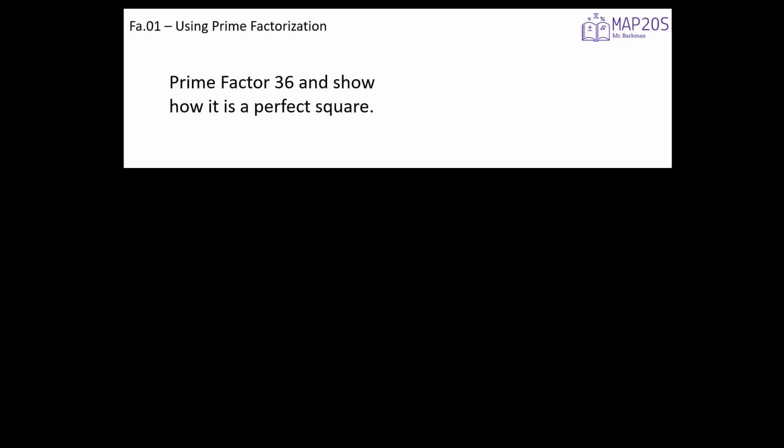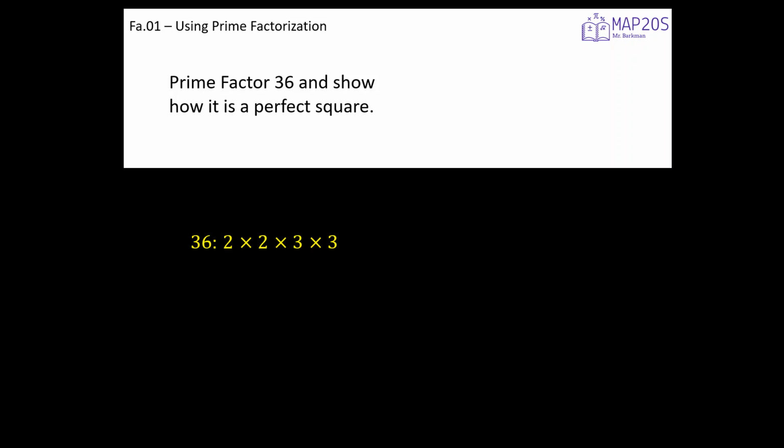So first of all, I just want to show you prime factoring 36 and how you can show that it is a perfect square. Let's start off by prime factoring 36. 36 is divisible by 2. Yep, we get 18 as the dividend. 18 is also divisible by 2, so we're going to put another 2 in there. The dividend is 9. 9 is divisible by 3. The dividend is 3, and so that's our last prime factor. And so 36 is a combination of 2 times 2 times 3 times 3.